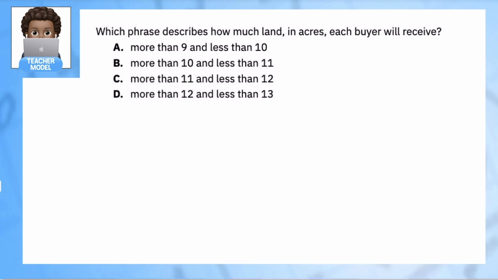All right, let's go over the answer. The correct answer for this one would be B, more than 10 and less than 11. So this one, if you had an error, is probably computational. So we have 83 being divided by 8. So we would do your regular long division.